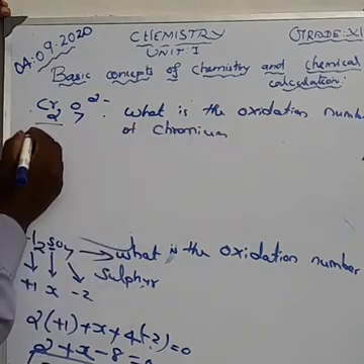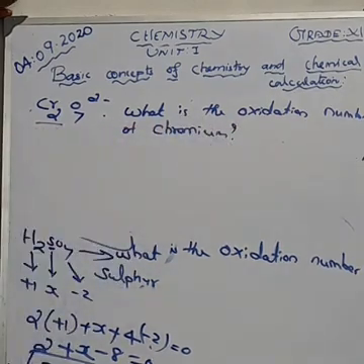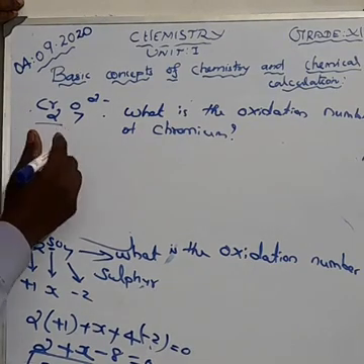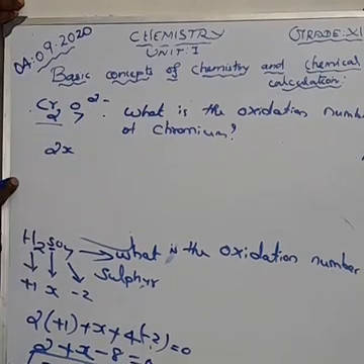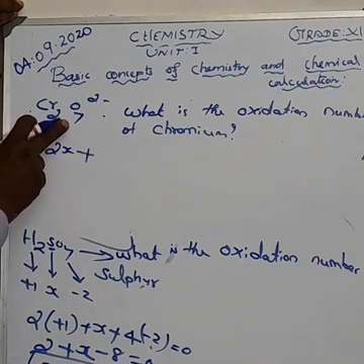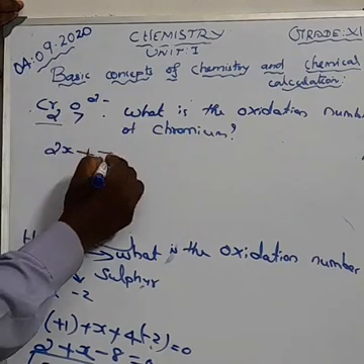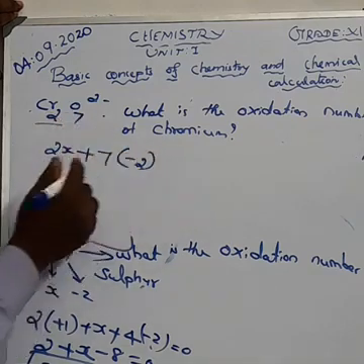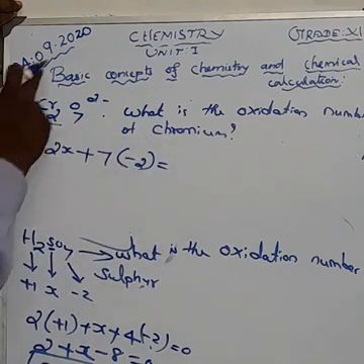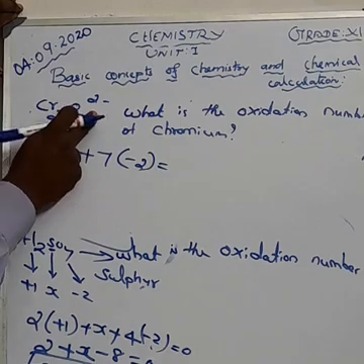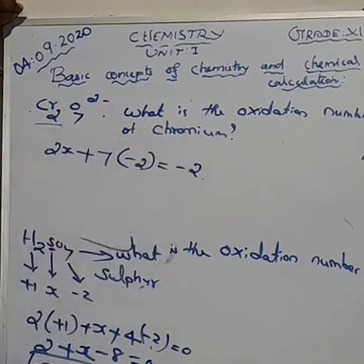Chromium, symbol Cr. Here, how much chromium is there? 2 chromium, so it should be taken as 2x. Am I right? Here, 2x plus, how much oxygen is there? 7. 7 into 1 oxygen, how much? -2, equal to. This ion has a charge, so there is a charge, 2 minus.